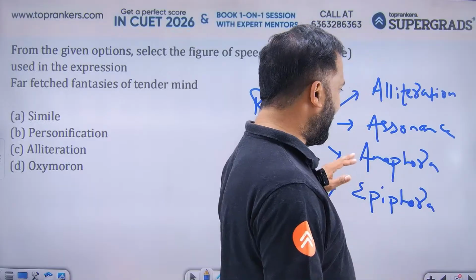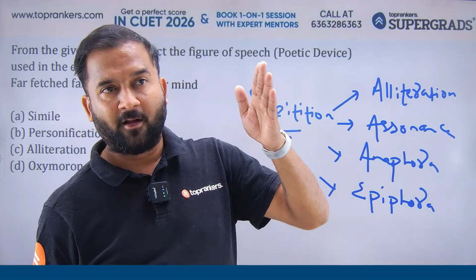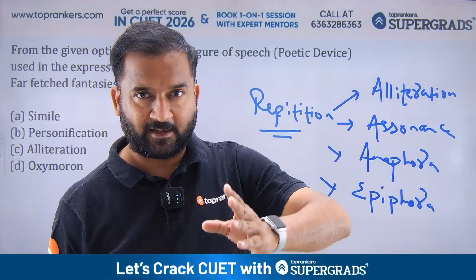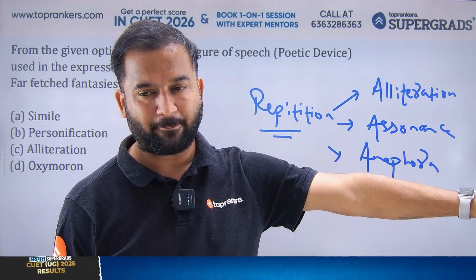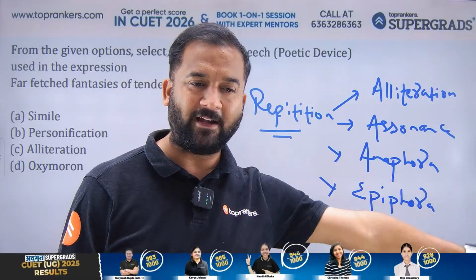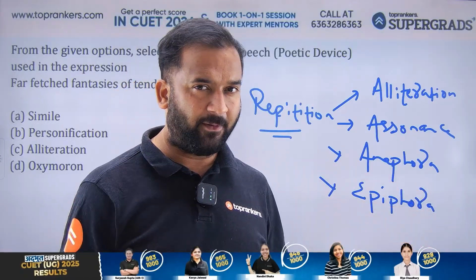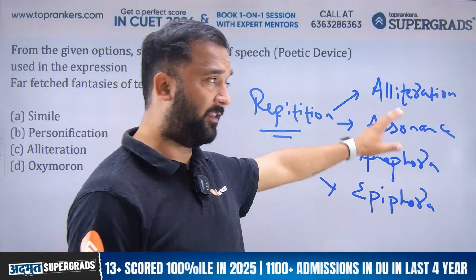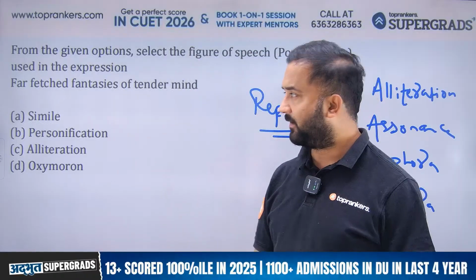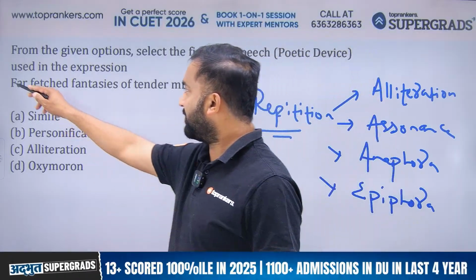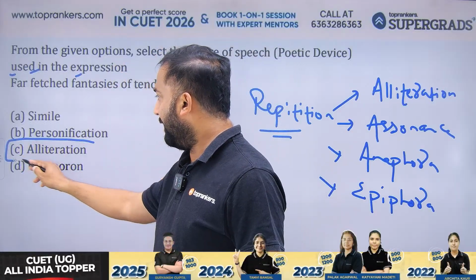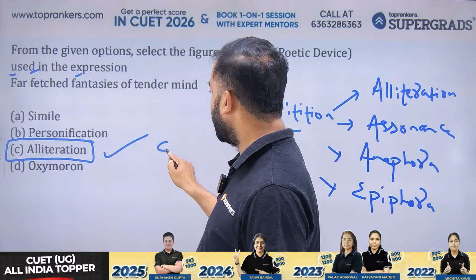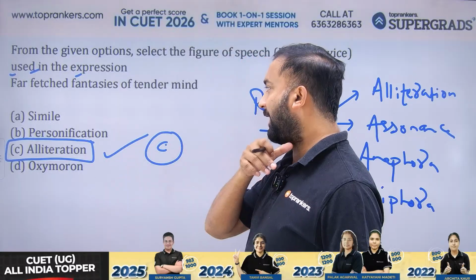Then we have anaphora, which is for repetition of a word at the beginning of the sentence, और अगर कोई word last में repeat हो रहा है बार बार, so that is epiphora. इसके बारे में और डिटेल में पढ़ो. I'm sure you'll be able to crack what these four are and what is the difference between these four. Now, far-fetched fantasy, repetition of the F word and alliteration. Option C, alliteration would be the correct answer.